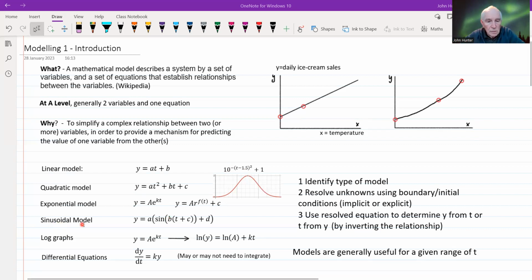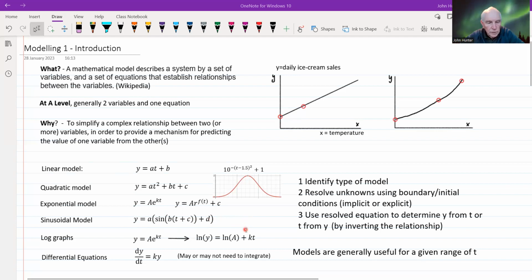We have sinusoidal models. So something of this form looks rather complicated, but typically in the examples we see with this, we won't have all four of these unknowns in, maybe a couple, and we'll have to resolve for those two. If you've looked at the videos on transformation of graphs, then this sort of form of thing might be familiar to you.